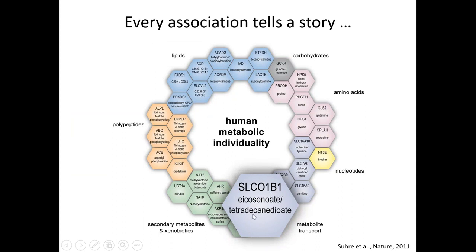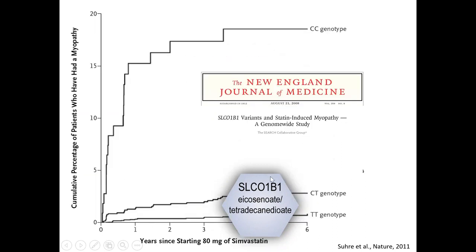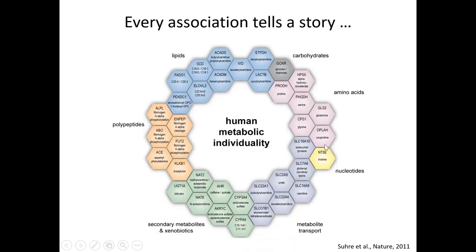SLCO1B1 associates with a ratio of different fatty acids, and that's a very well documented pharmacogenomics locus where the CC genotype actually gives you a 20% chance of getting statin-induced myopathies, while the other two genotypes are nearly neutral. So for this one, we could now, for instance, take the information we got from the GWAS with these fatty acids, say these fatty acids probably play a role in this phenotype, and create hypotheses on that basis.